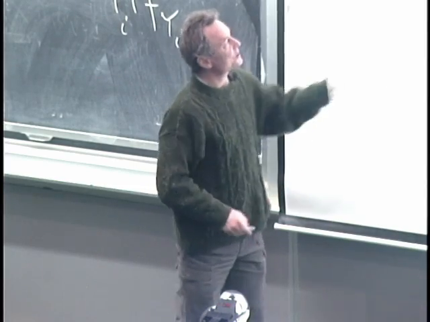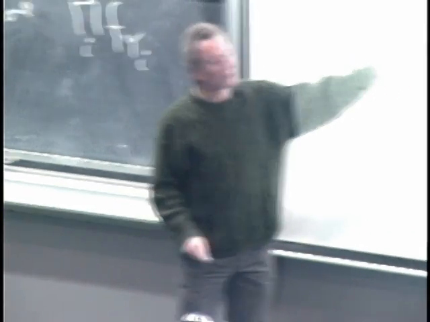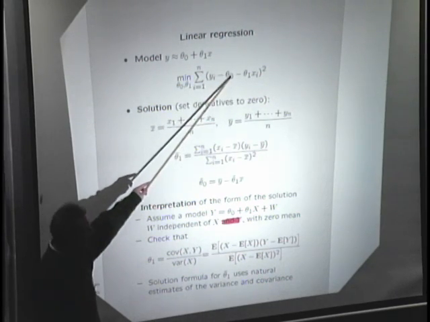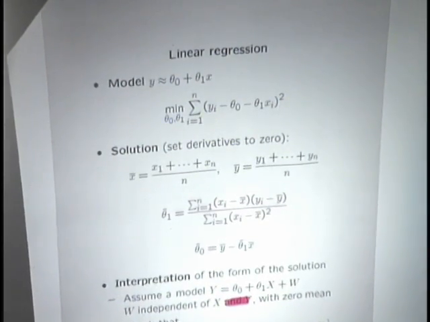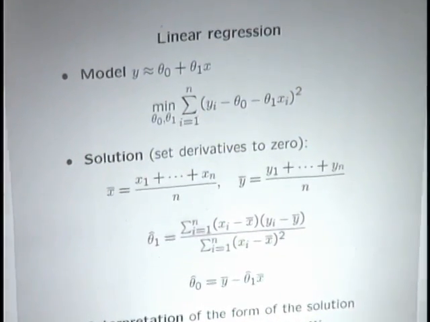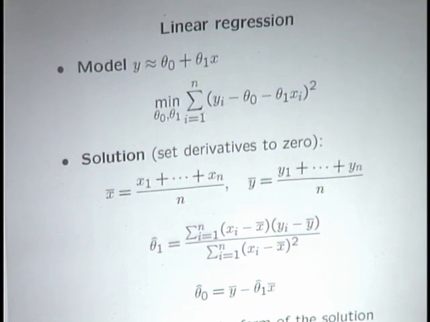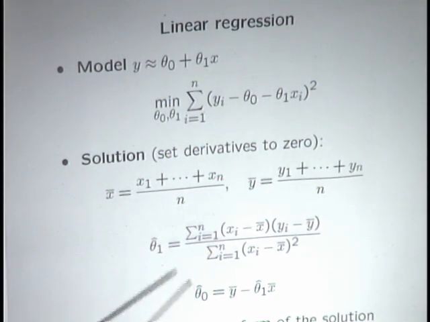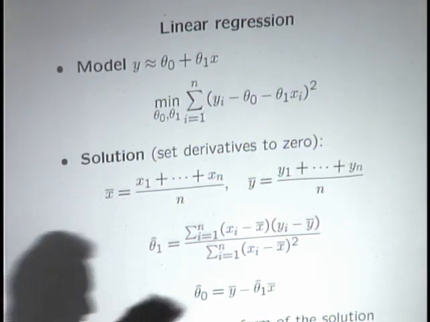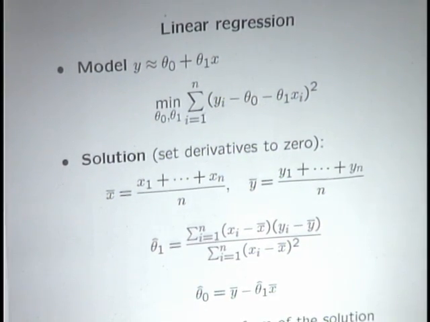Now, because this is a quadratic function of theta 0 and theta 1, when you take the derivatives with respect to theta 0 and theta 1, you get linear functions of theta 0 and theta 1, and you end up solving a system of linear equations in theta 0 and theta 1. And it turns out that there are very nice and simple formulas for the optimal estimates of the parameters in terms of the data. And the formulas are these ones. As I said, these are nice and simple formulas. Let's see why. How can we interpret them?